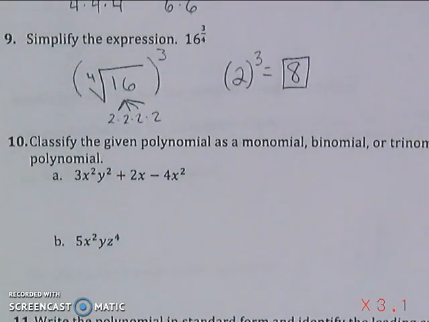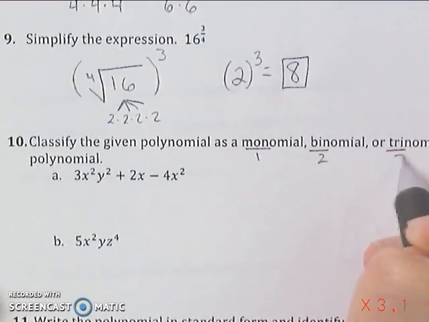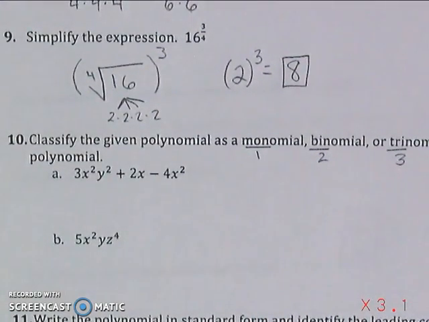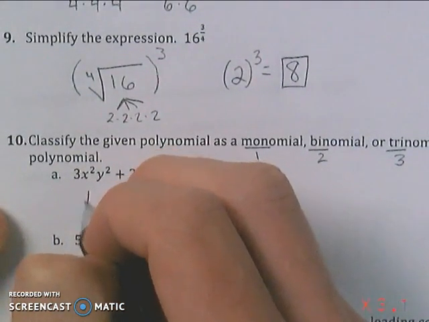Alright, it says classify the given polynomial as a monomial, binomial, or trinomial. Mon means 1, bi means 2, tri means 3. And then identify the degree. So that's off the page here, but we want to identify this is going to be 1, 2, 3 terms. This is a trinomial.